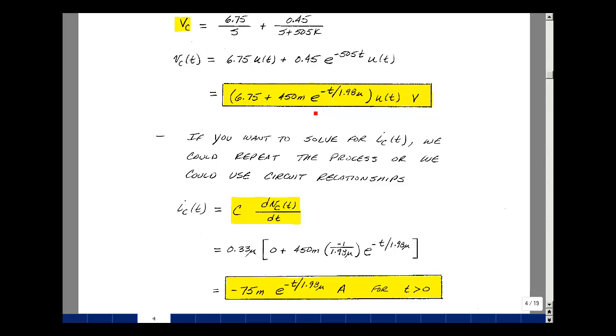to the ax, and so a would be equal to minus 1 over 1.98 micro. And then we got e to the minus ax left over. So multiplying this through this times this, divided by this, I get a minus 75 milli, times e to the minus t over tau, where tau is 1.98 microseconds, and the units here would be amps. This would be true for t greater than 0. I could use the u of t again. And this is supplemental problem 10.2.